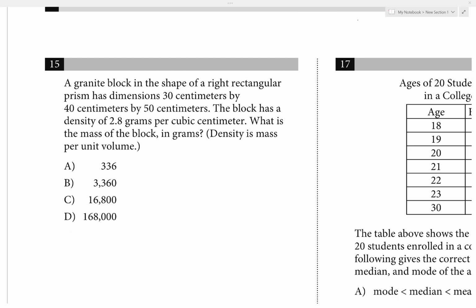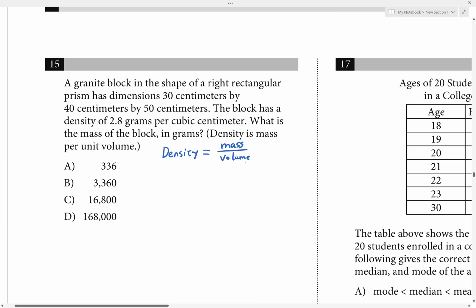And they give us a formula for density: mass per unit volume. Okay, so it didn't tell what the density formula is, but they give us a definition of density, which we can actually use to come up with a formula. Because they said density is mass per unit volume. So density equals mass divided by volume.